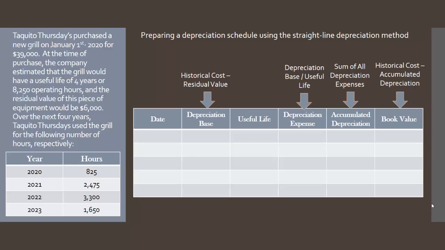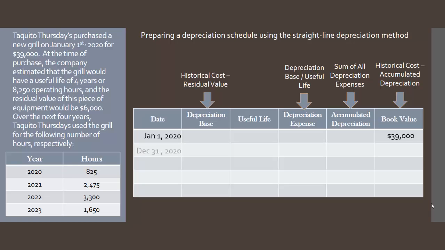So the first thing we want to do is account for this on the day that we purchased it, which was January 1st, 2020. And we paid $39,000 for it. So at the time that we bought it, we hadn't depreciated this asset at all yet. That's our book value, 39 grand. Some of these tables will have a separate column that says historical cost. Just fill in the same amount as you would for book value in that column.